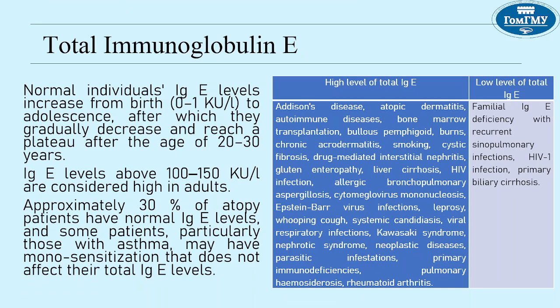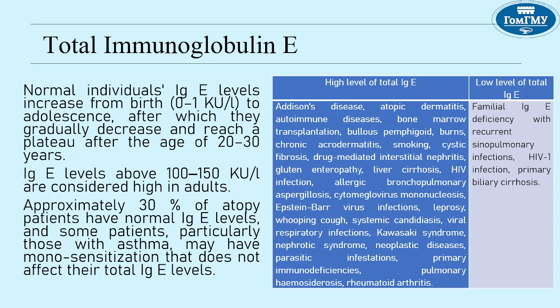IgE's discovery in 1967 was a significant advancement in comprehending and diagnosing allergic diseases. Normal individuals' IgE levels increase from birth to adolescence, after which they gradually decrease and reach a plateau after the age of 20 to 30 years. IgE levels above 100-150 are considered high in adults.